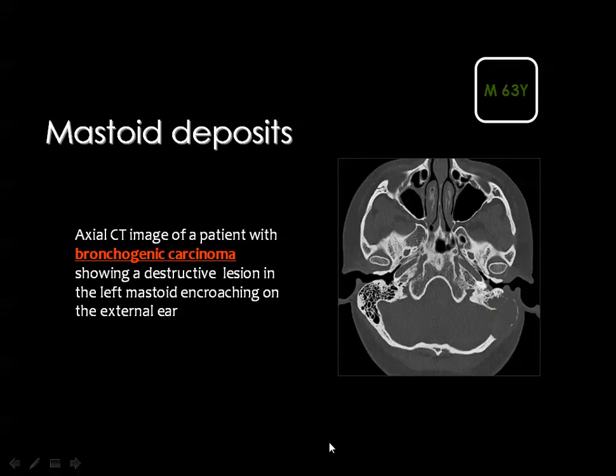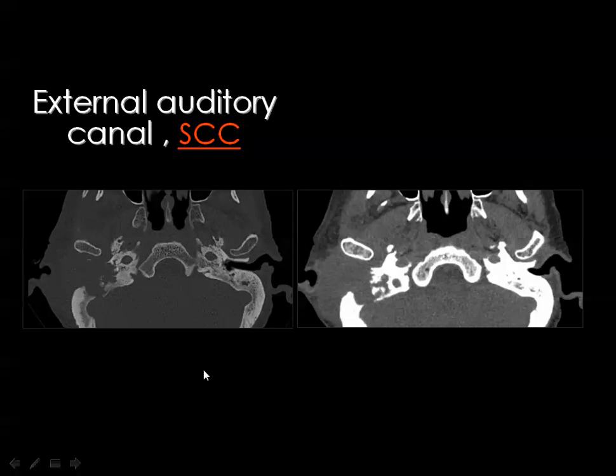Then, as any bone in the body is prone to metastatic deposits, this is a destructive lesion involving the left mastoid in a patient known to have a bronchogenic carcinoma, representing a metastatic deposit from the lung cancer.